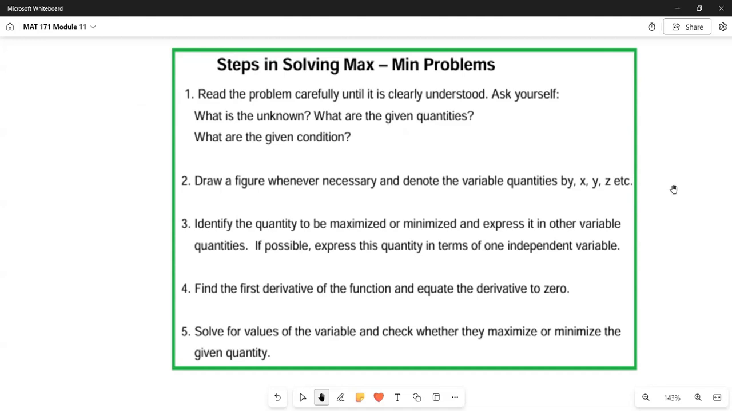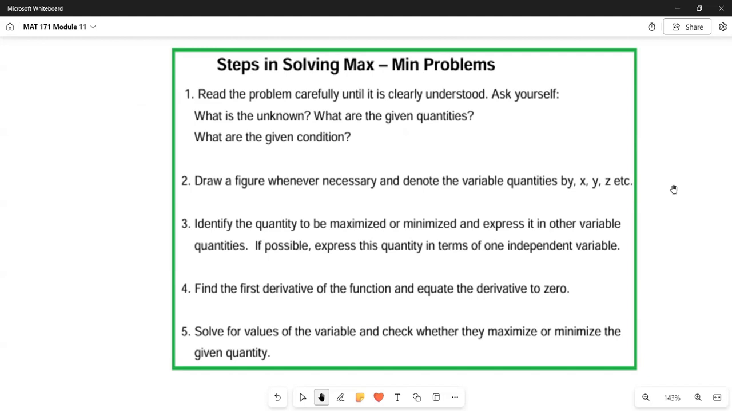Next is identify the quantity to be maximized or minimized and express it in other variable quantities. If possible, express this quantity in terms of one independent variable. So here in step 3, we identify what the problem says to maximize or minimize. Like I said earlier, take our example of a rectangle. If there is a question asking what will be the value of the sides of a rectangle given that the area of the rectangle will be maximized, then what we maximize is the area of the rectangle. So look at what the problem says to maximize or minimize.